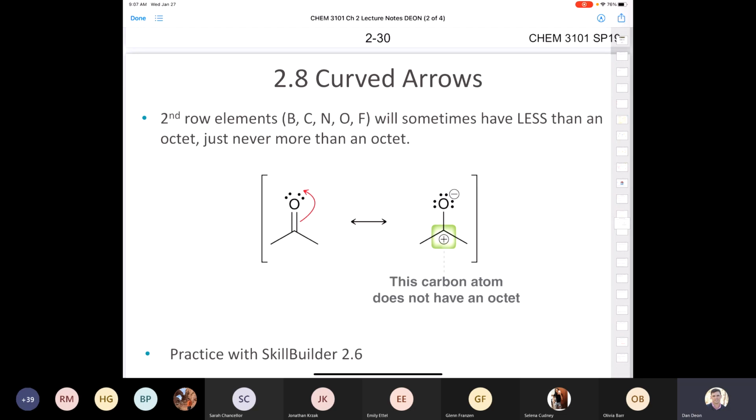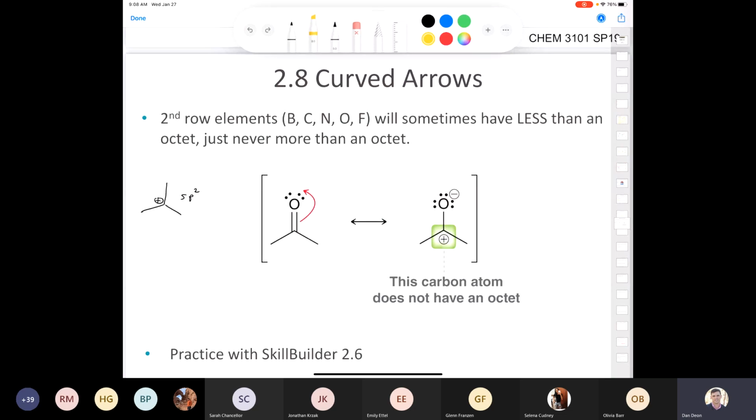We saw that today. I taught you the carbocation earlier on, right? I said, hey, when carbon has 3 bonds and a positive charge, and it's sp2 hybridized, we call that a carbocation. Well, that carbon is only surrounded by 1, 2, 3, 4, 5, 6 electrons. It doesn't have an octet. So a second row element, boron, carbon, nitrogen, oxygen, fluorine, can have less than an octet, but they're not going to exceed the octet rule.